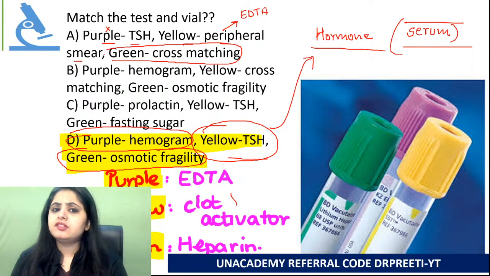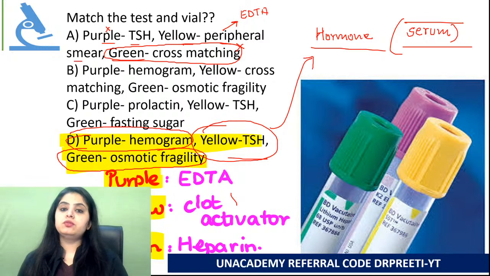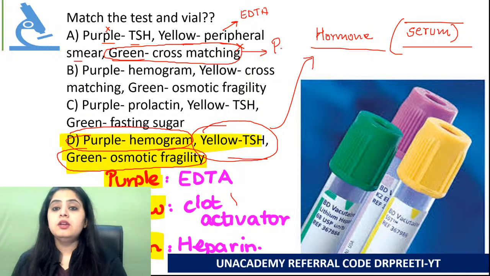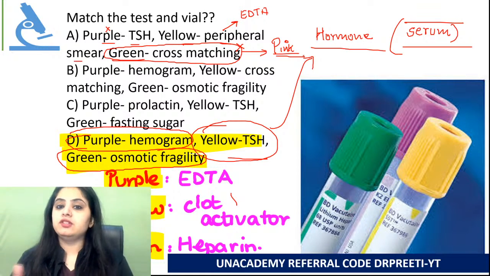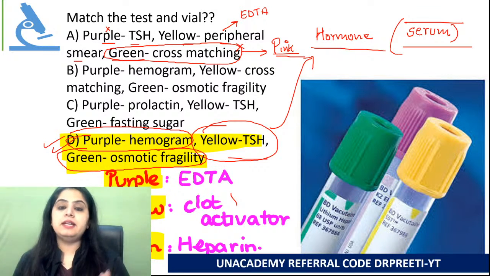Green color for cross matching? Not at all. What is the vial that we use for cross matching, guys? For cross matching, we have a separate color, a pretty baby pink color vial. So all of these were incorrect options. Option D was fitting perfectly well.